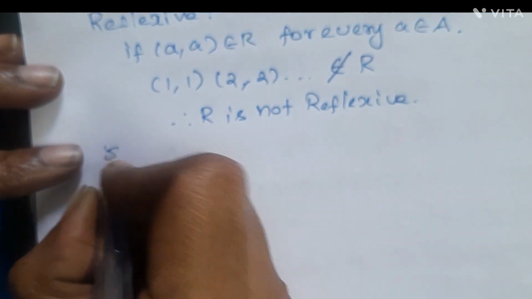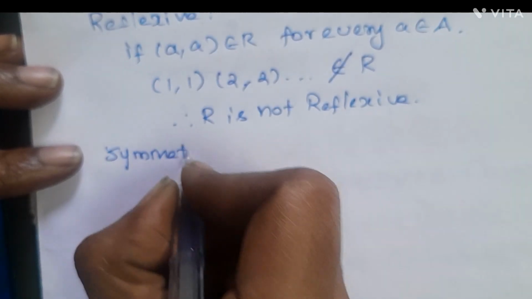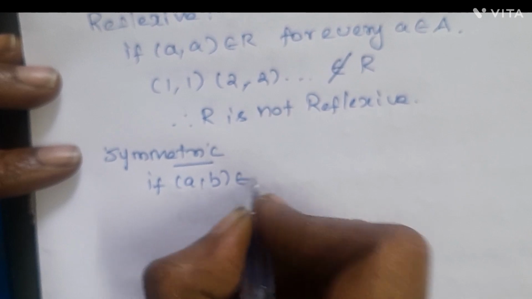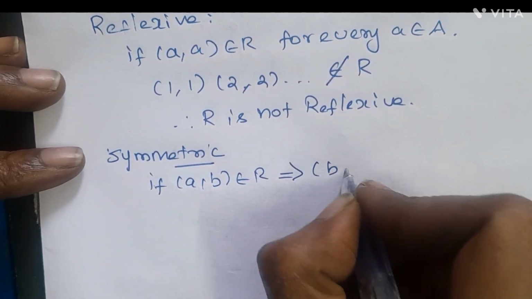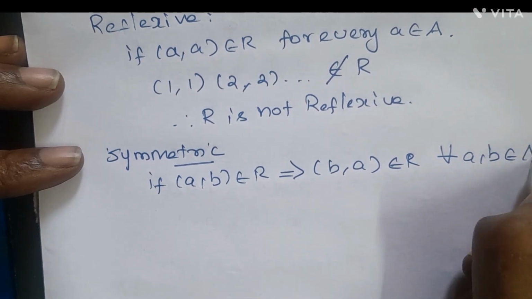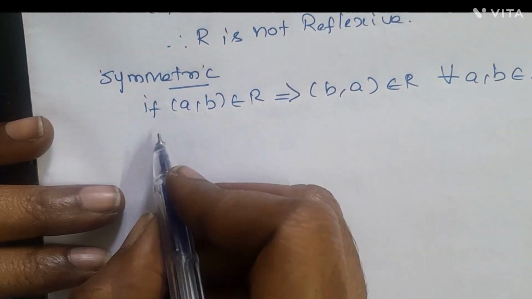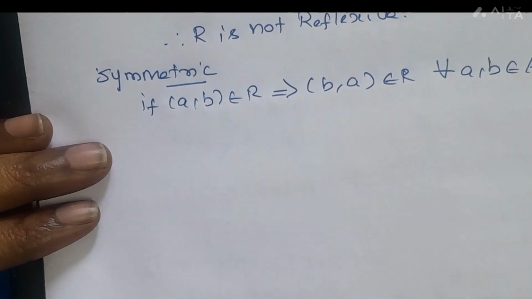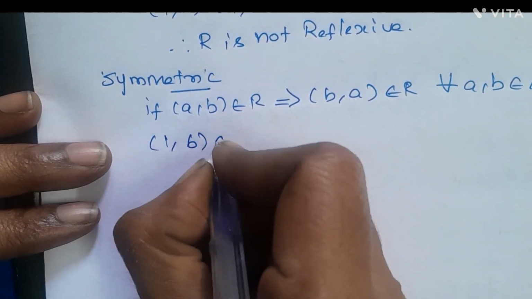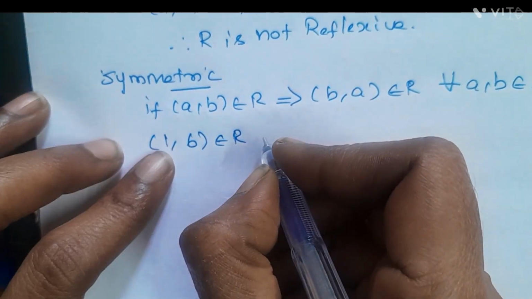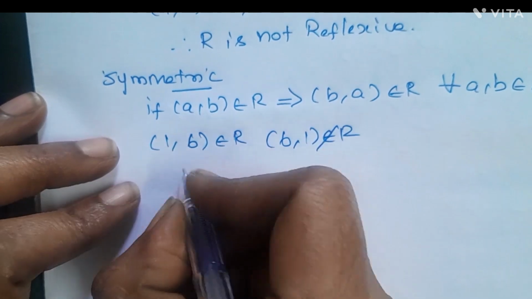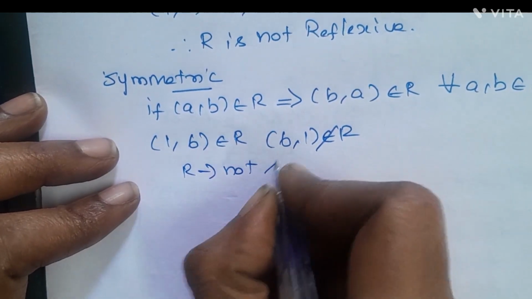Second one, symmetric. The symmetric condition is if the ordered pair (a, b) belongs to capital R, this implies (b, a) belongs to capital R, for all a, b belongs to capital A. If we take (1, 6) in R, (6, 1) is not present in R. So our relation R is not symmetric.